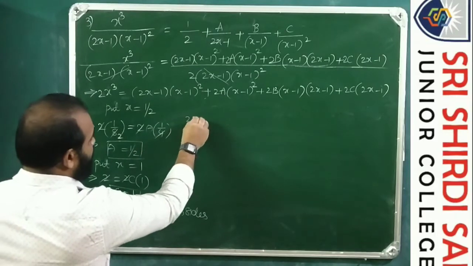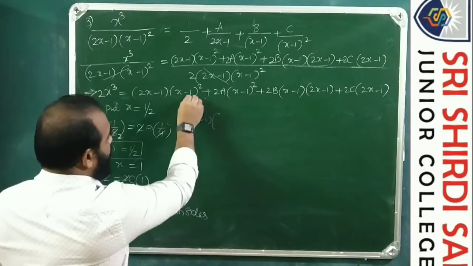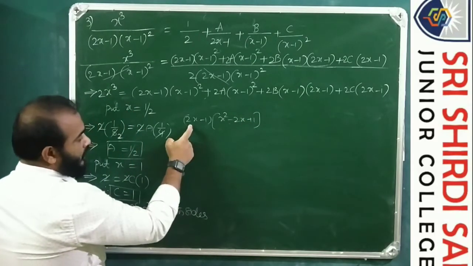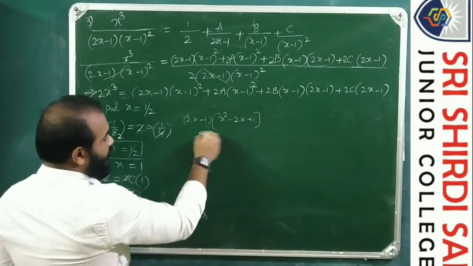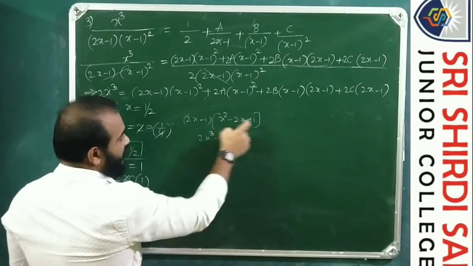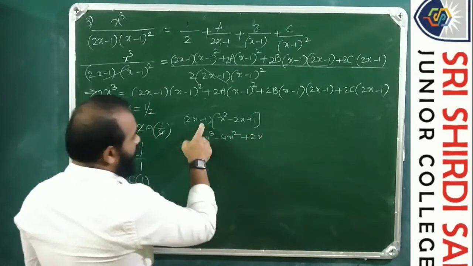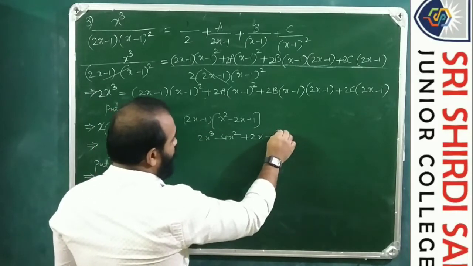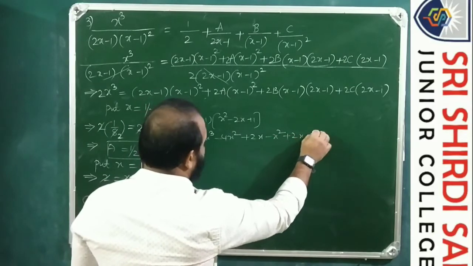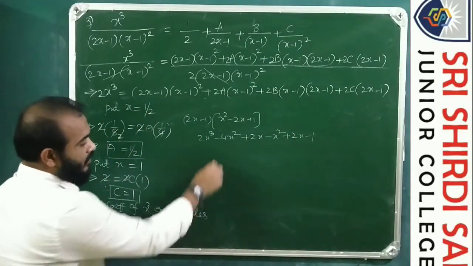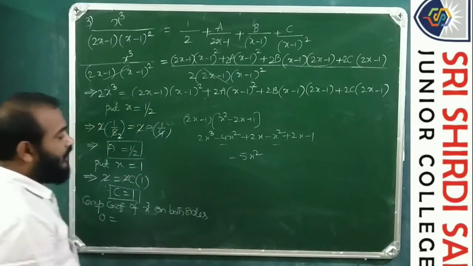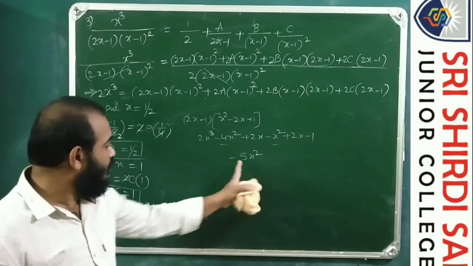So this is 2x minus 1 into, this is x square minus 2x plus 1. So 2x into x square, 2x cube, 2x into minus 2x minus 4x square, 2x into 1 2x, minus 1 into x square minus x square, minus into minus plus 2x minus 1. So here minus 4x square minus x square minus 5x square. So here the coefficient of x square is minus 5.